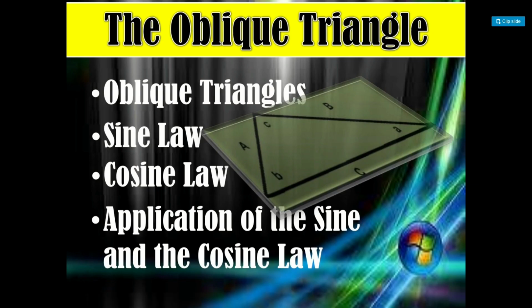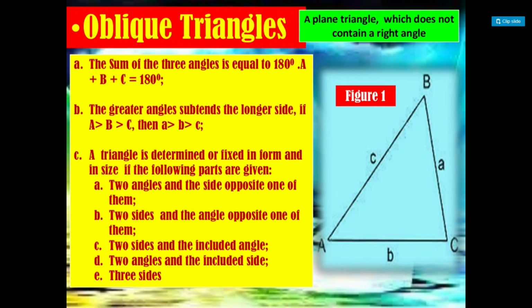Alright, let us now discuss oblique triangles. For today's video, we're going to tackle oblique triangles, sine law, cosine law, and the application of the sine and the cosine law. First, we are going to define what an oblique triangle is. An oblique triangle is a plane triangle which does not contain a right angle.